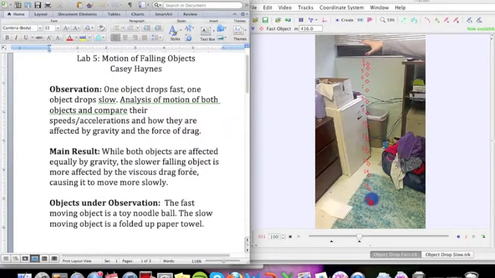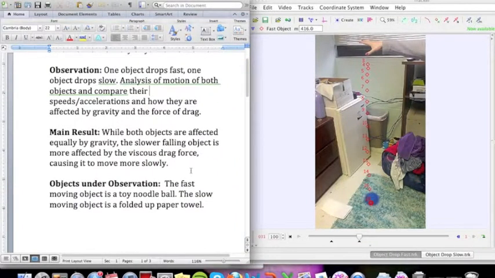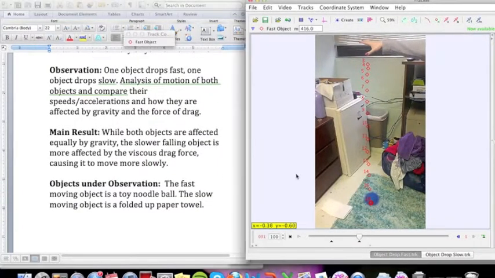And the main result is that while both objects are affected equally by gravity, and by gravity I mean the force of gravity, 9.81 meters per second squared, the slower falling object is more affected by the viscous drag force, which causes it to move more slowly when it falls.